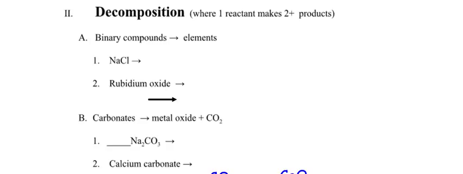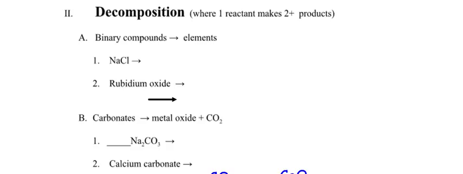We're still in Chapter 8. We're still talking about chemical predictions. We left off with the beginning of decomposition when my computer decided to not work, so I had to quit the last section, and this is where I'm going to pick up again.